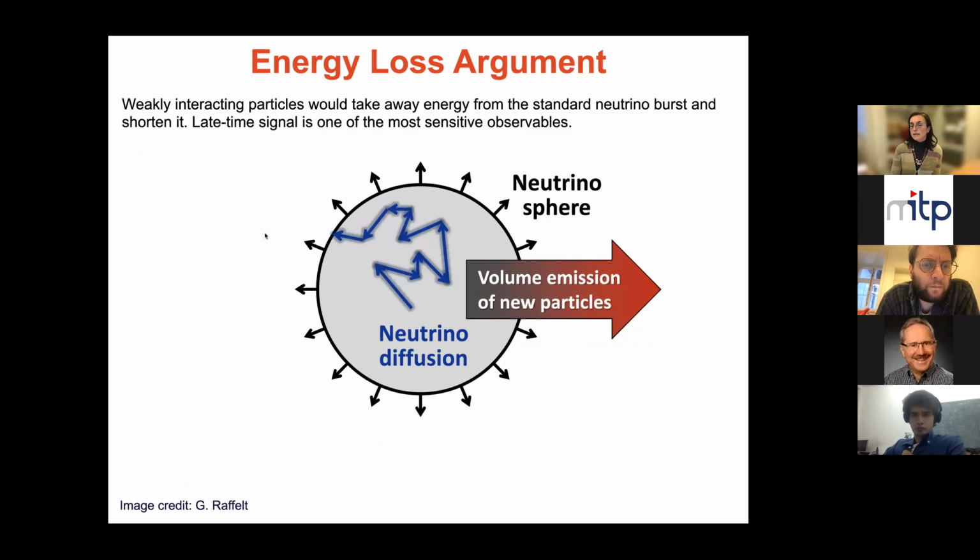And the scenario that has been mostly considered in the literature, Georg already showed this plot, concerns energy loss arguments, through which basically we assume that we have new particles that will take away part of the energy from the burst. And therefore, for example, we can shorten the duration of the neutrino signal with respect to what is currently expected. So typically the late time signal of neutrinos would be one of the observables for new physics in this context.